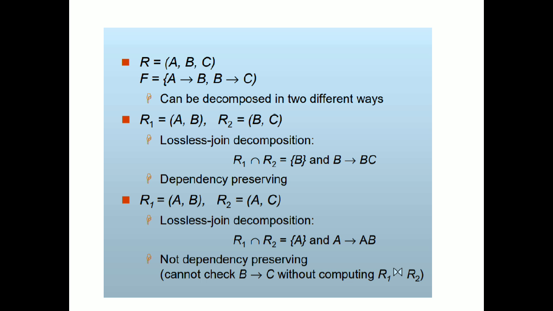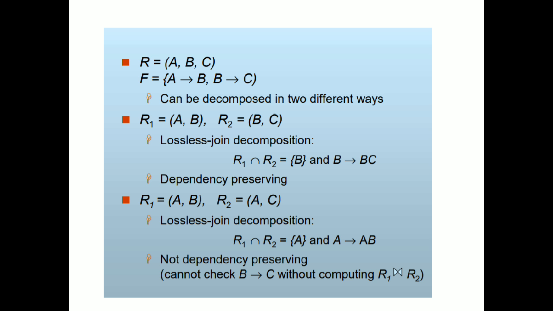And here the functional dependency is A is functionally dependent on B and B is functionally dependent on C. So this relation can be decomposed in two different ways. Like R1 is one relation and R2 is another relation. R1 contains two attributes A, B and R2 contains another two attributes B and C.